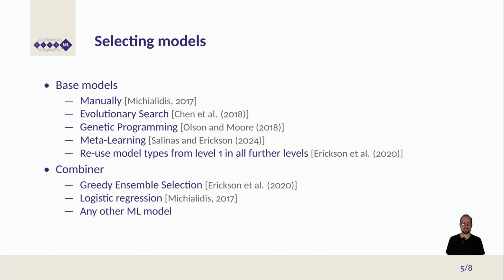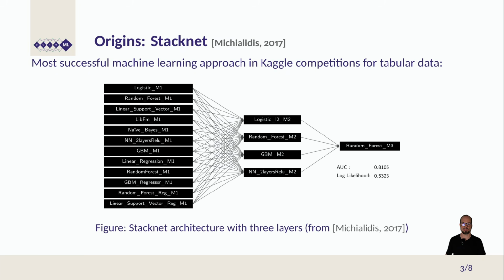As a combiner, we could use greedy ensemble selection. So you have 2 stacks of models, and then in the end you put greedy ensemble selection in order to make a final prediction. One could use logistic regression or any other machine learning model to actually obtain the final prediction. For example, a random forest as seen here in the StackNet example.